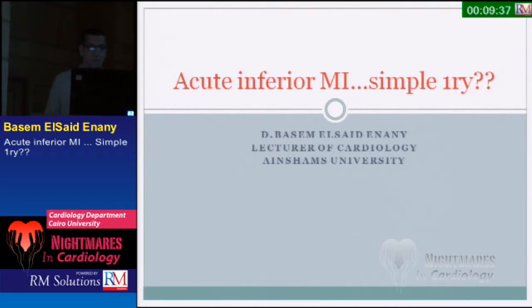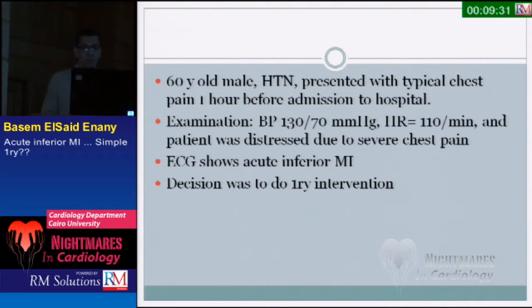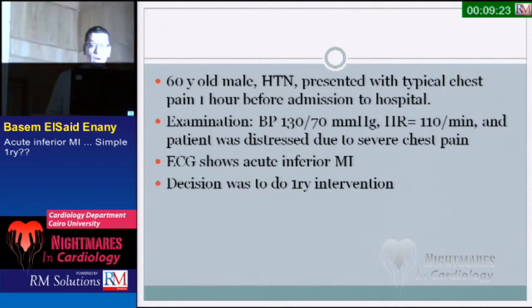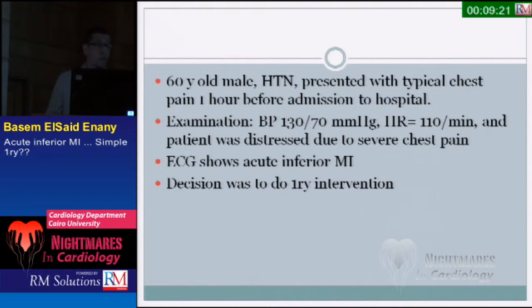My case is about acute inferior myocardial infarction. It's a simple primary case. A 60-year-old male, hypertensive, presented with typical chest pain 1 hour before admission to hospital. Blood pressure 130/70, heart rate 110, and the patient was distressed due to severe chest pain. However, no congestion was present and function was good. ECG shows acute inferior myocardial infarction, and the decision was made to do primary intervention.